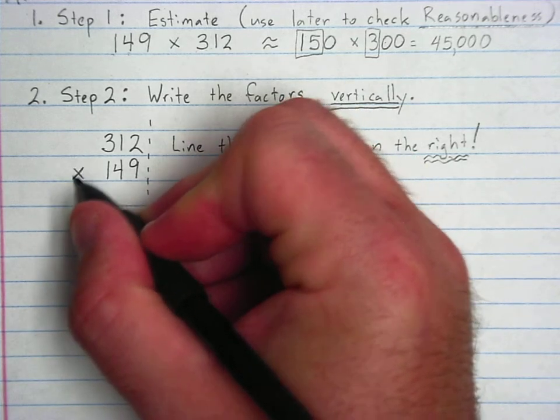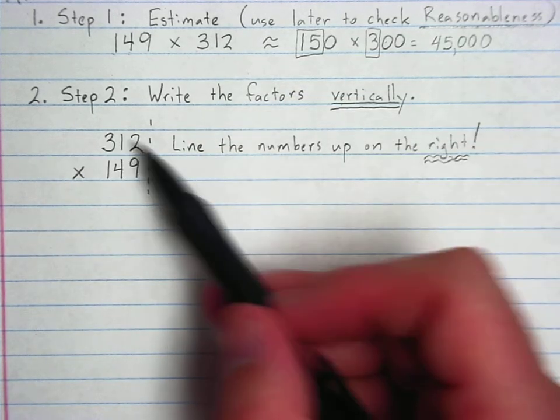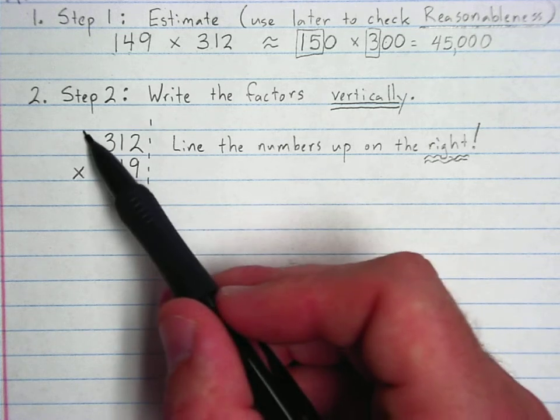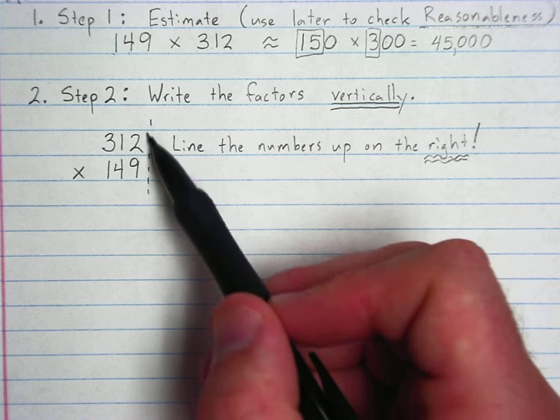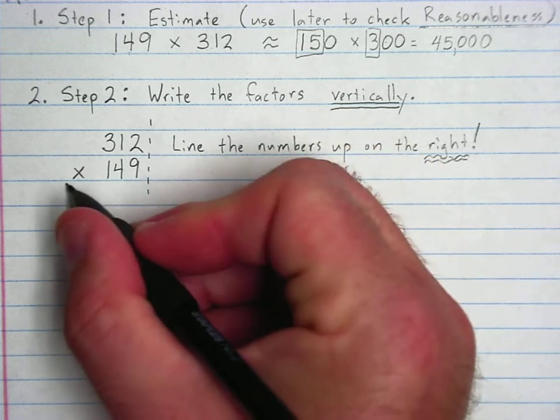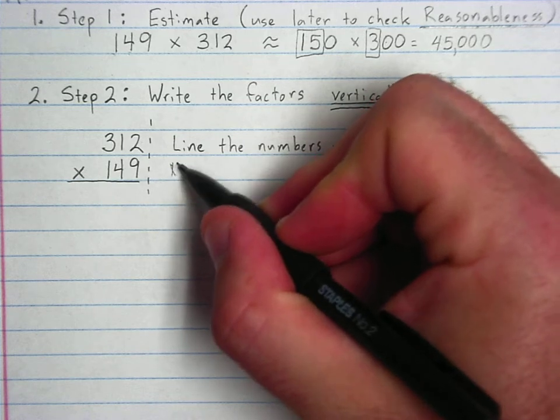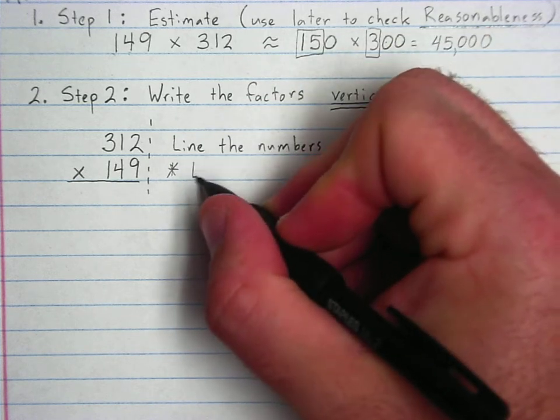Let's deal with this for right now. Okay? Line up all the numbers on the right. If this had been 1,312, the 2 and the 9 still would have been lined up this way. Okay? I mentioned this earlier, but we'll go ahead and write it down.